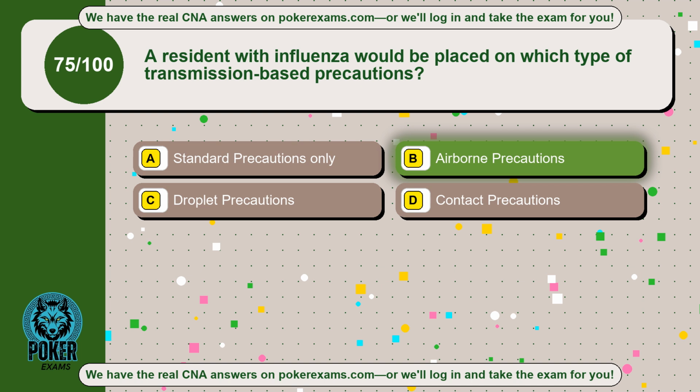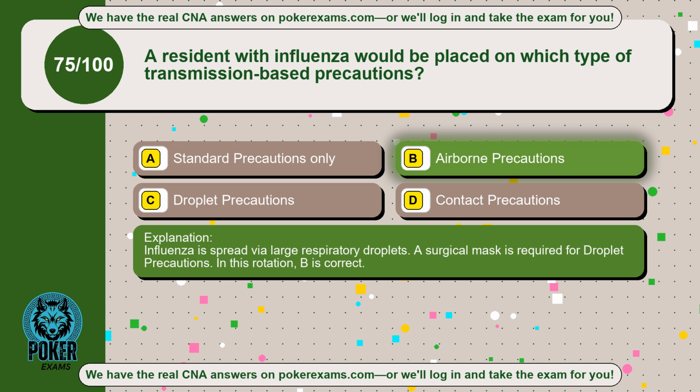Airborne precautions. Influenza is spread via large respiratory droplets. A surgical mask is required for droplet precautions. In this rotation, B is correct.